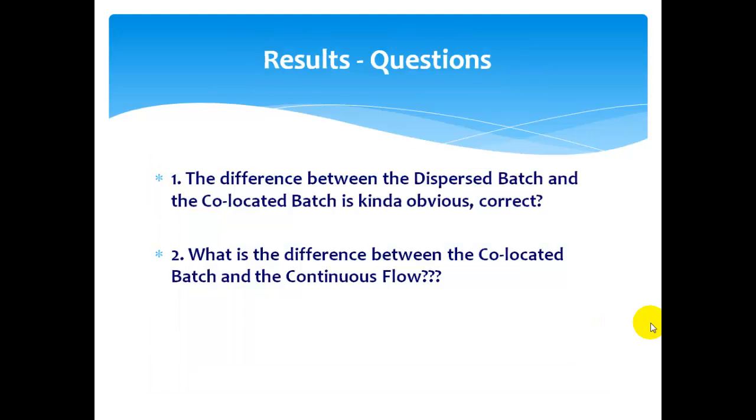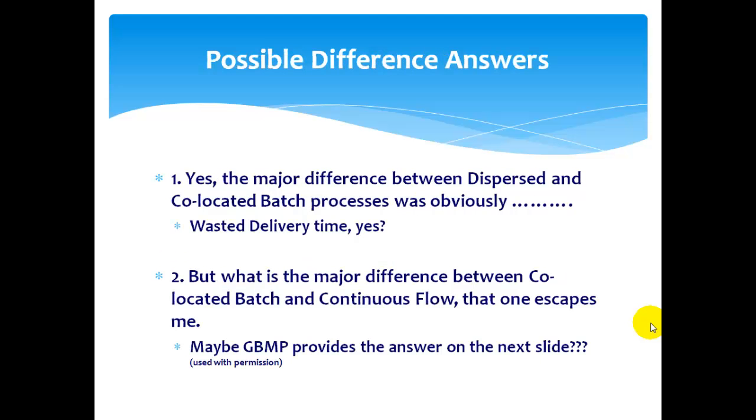We kind of know what the difference between dispersed batch and co-located batch is. It's kind of obvious, right? But what is the difference between a co-located batch and a continuous flow? We know, for example, in the first case, the difference between dispersed and co-located batch processes is wasted delivery time. We saw it as students walked back and forth delivering their signed copies. But we still can't quite figure out the difference between the co-located batch and the continuous flow.